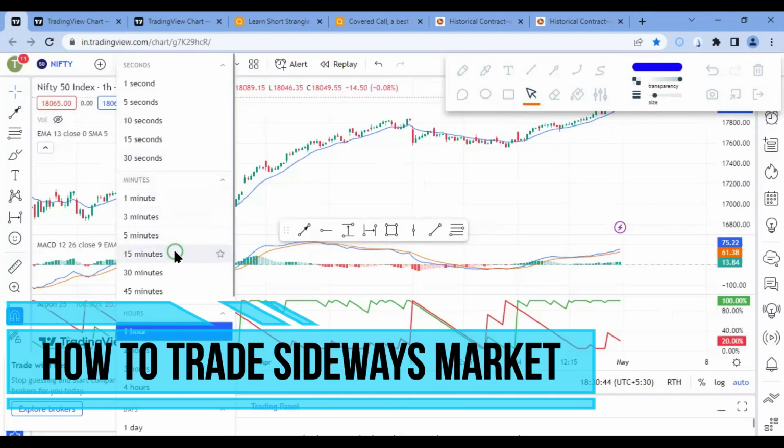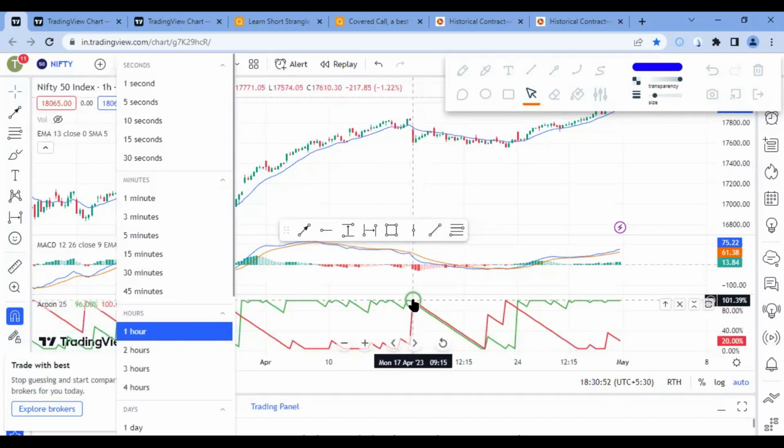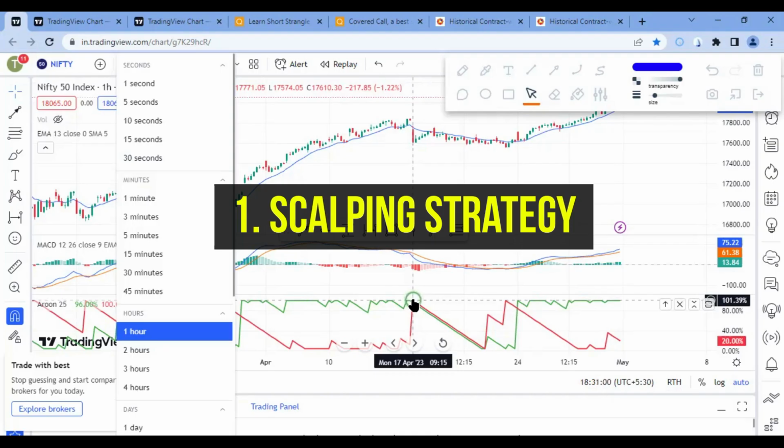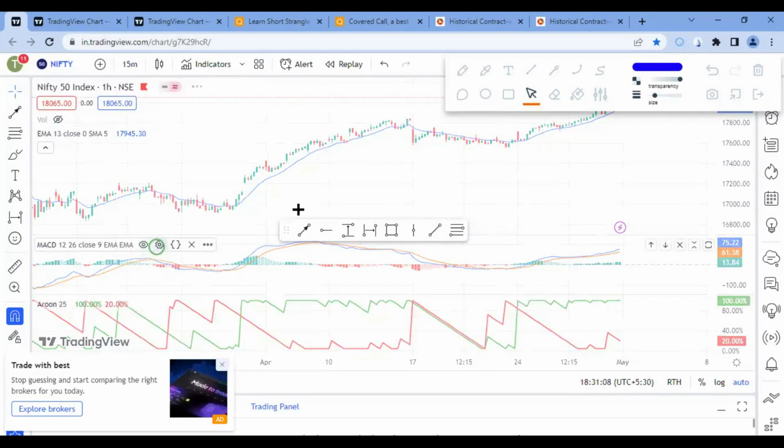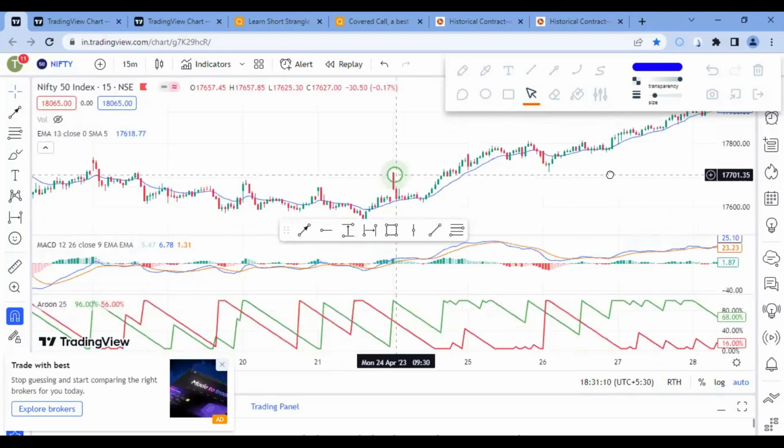How to trade these markets, right? So here you clearly got the idea that the market is sideways. The red line is above the green line, so that indicates a sideways to bearish market. Okay. So this will be an opportunity for scalpers to trade on the pullbacks towards the 13 EMA. That is the second setup. Okay. And here, let's go to the 15-minute chart. It will be more clear and very easy to understand.